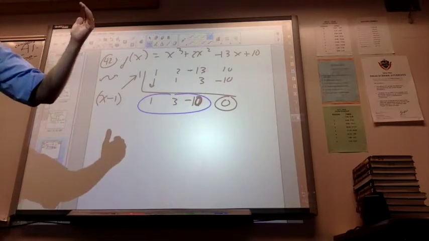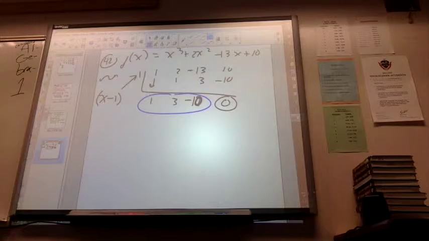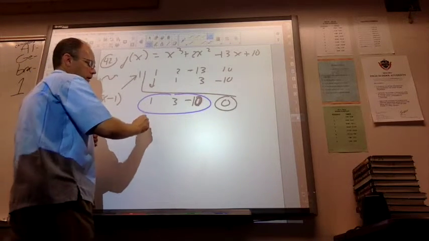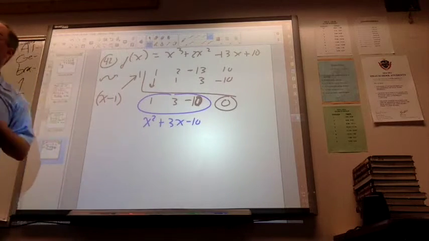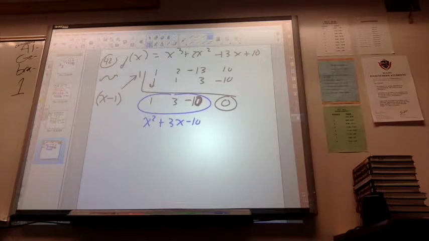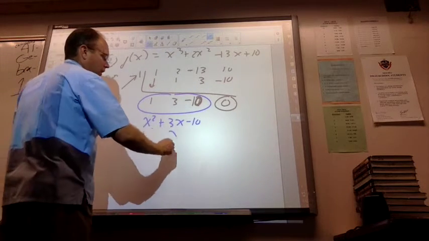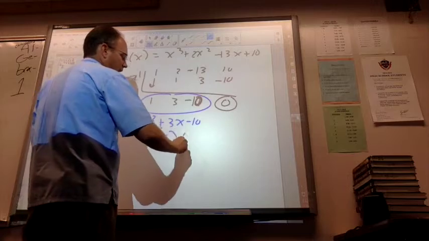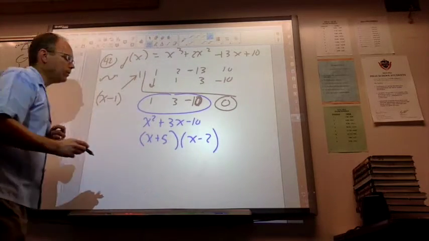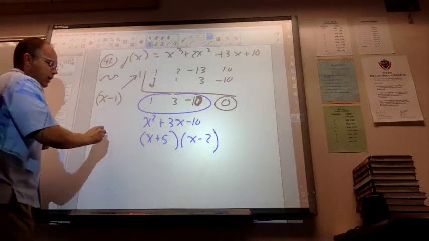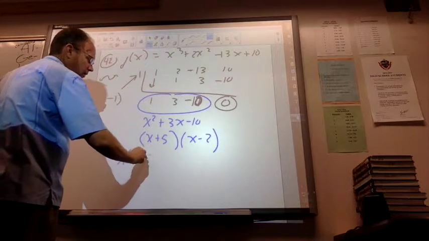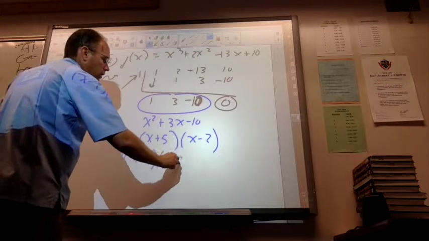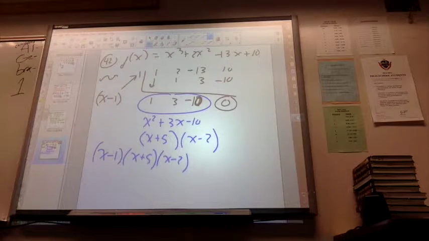I'm going to focus on that. It started out as x to the third, so I'm going to put the x's back in, starting with what? X to the second plus 3x minus 10. What 2 numbers multiply together to give me negative 10, add together to give me positive 3? 5 and negative 2, so x plus 5, x minus 2. So the whole answer to this problem is going to be x minus 1 in factored form, x plus 5, x minus 2.